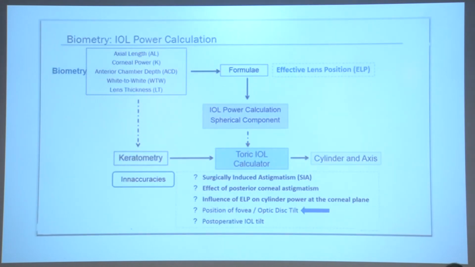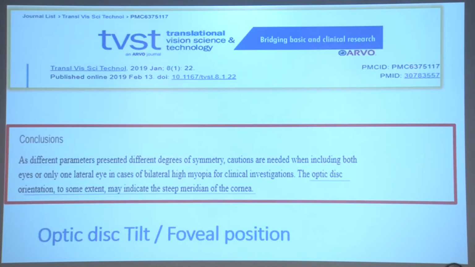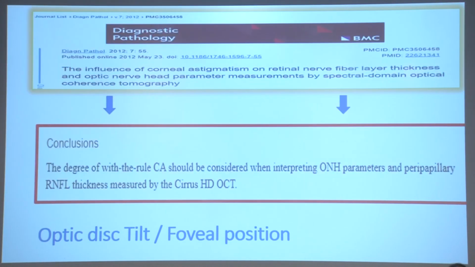The next thing coming up is the position of the fovea and the optic disc tilt factor. Still so many studies are going on. This is one study showing that the optic disc orientation to some extent may indicate the steeper meridian of the cornea. Another study also says that corneal astigmatism is considered when interpreting the optic nerve head and the peripapillary retinal nerve fiber layer thickness.